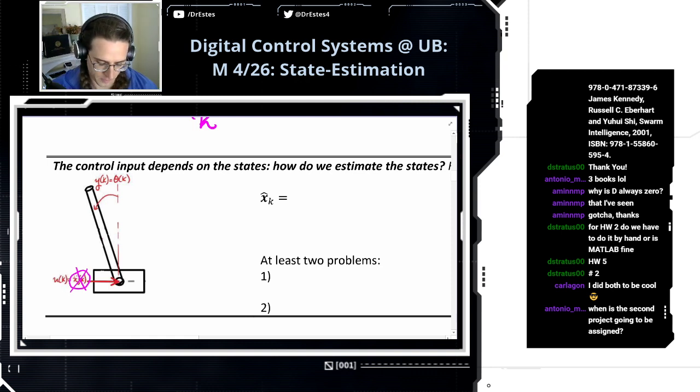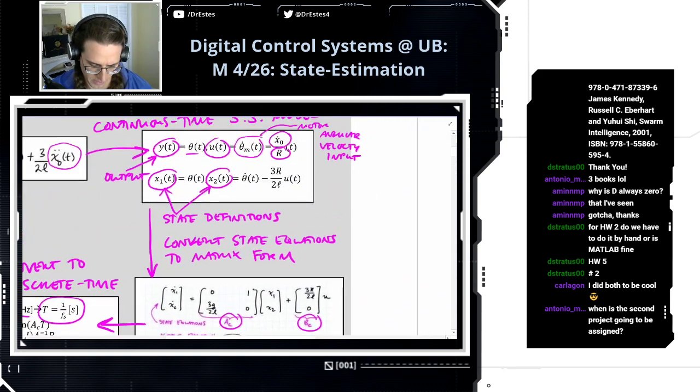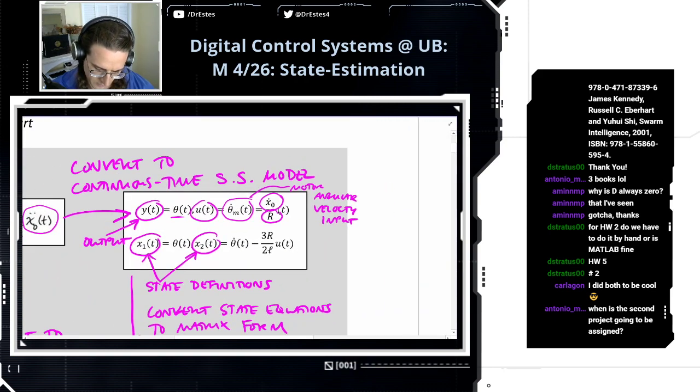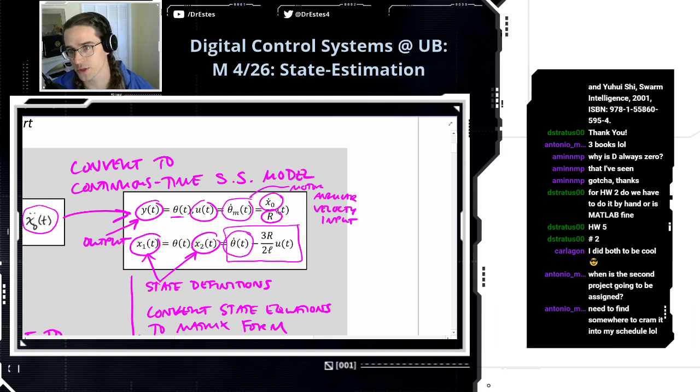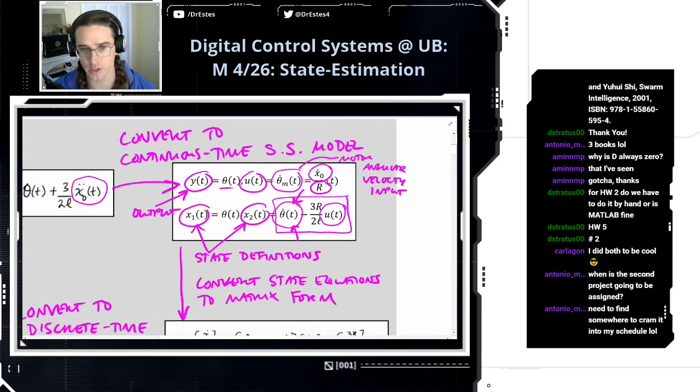So we are measuring the angle here. Now, our second state, if you come all the way back up here, this is the definition of our second state. It's a little bit weird. But it depends on the angular velocity, which we're not measuring. And it also depends on our control input, which is the angular velocity of the motor. So it kind of depends on two measured quantities. And for this example, we don't have this.